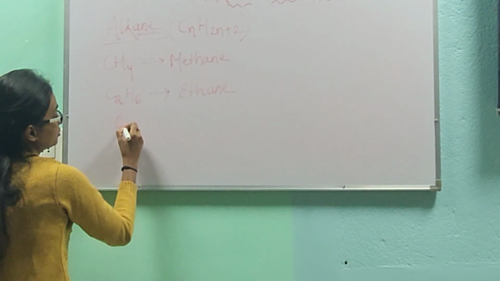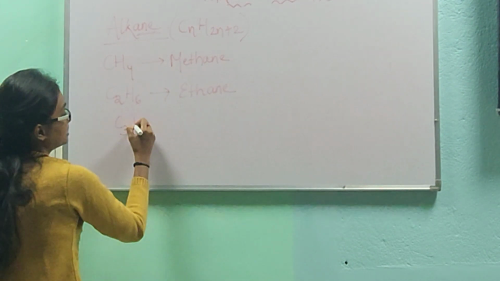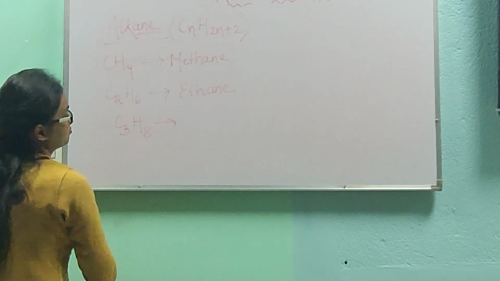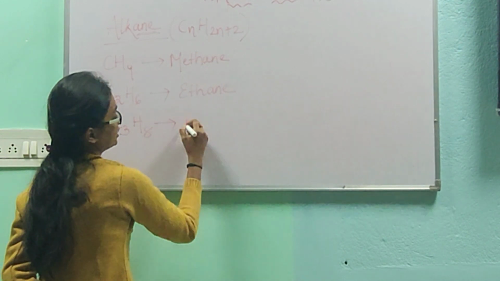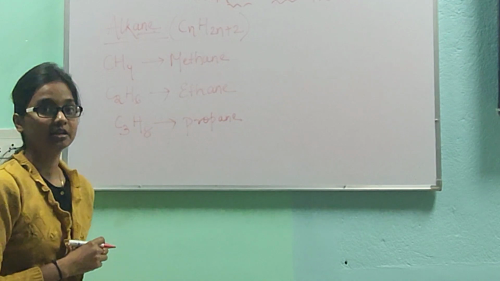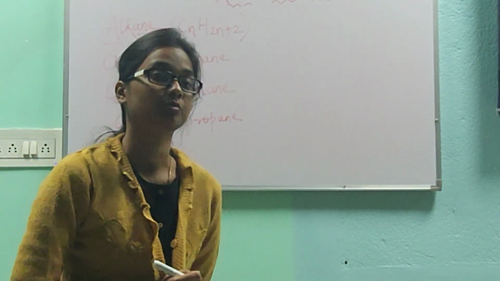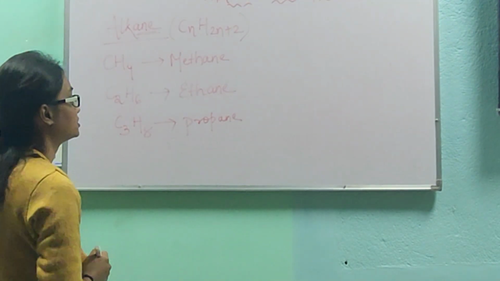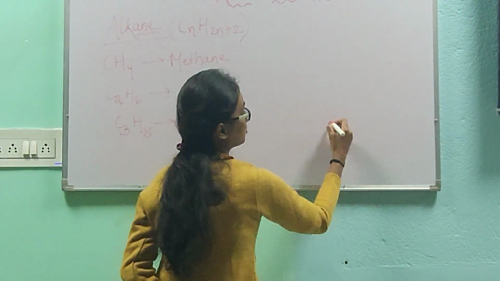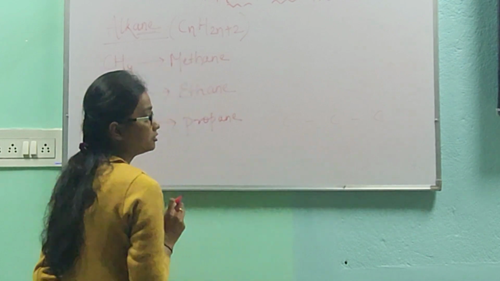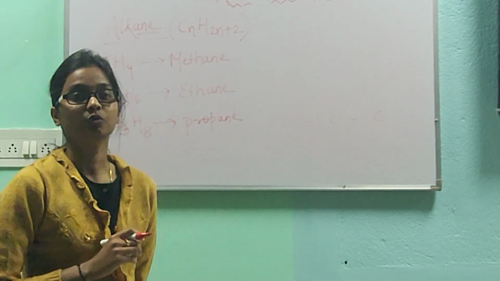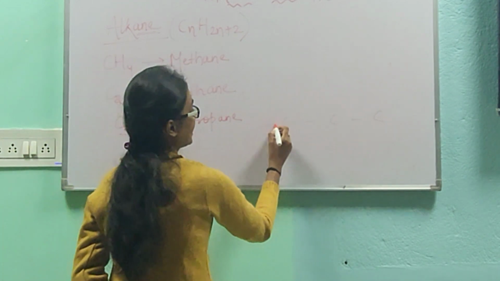When the number of carbon atoms is 3, it will be C3H8. The name will be propane, and so on. So in alkane, there will be a single bond between carbon-carbon atoms and carbon-hydrogen atoms. If I draw the structure of propane, prop means 3 carbons with single bonds between them, and as carbon forms 4 bonds, the rest will be with hydrogen.